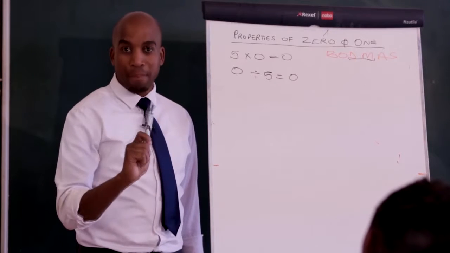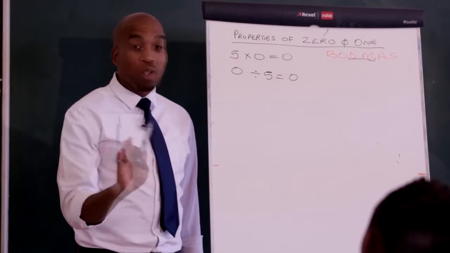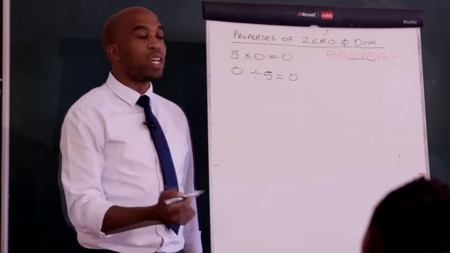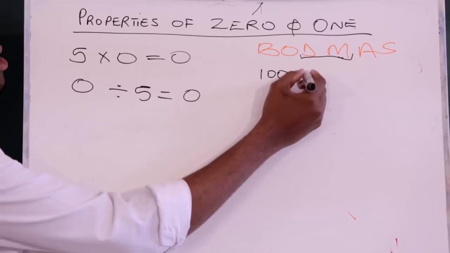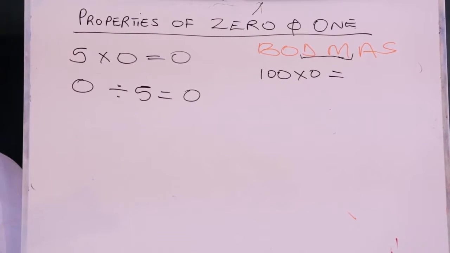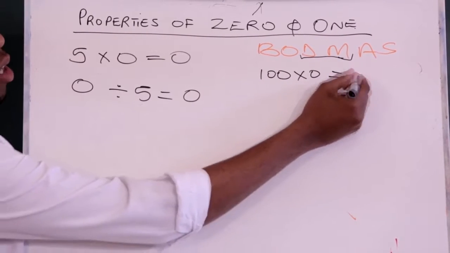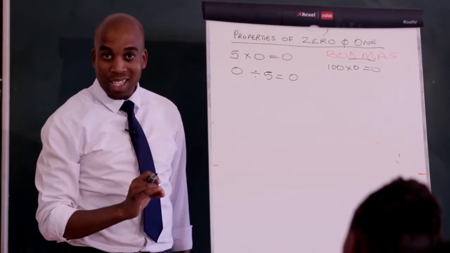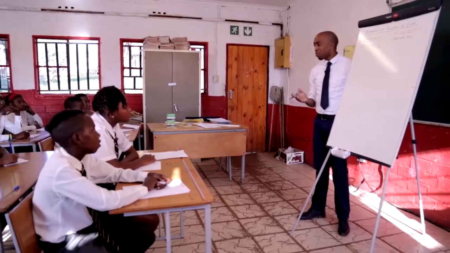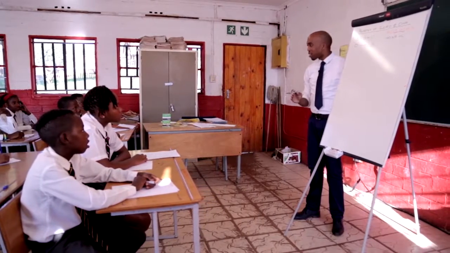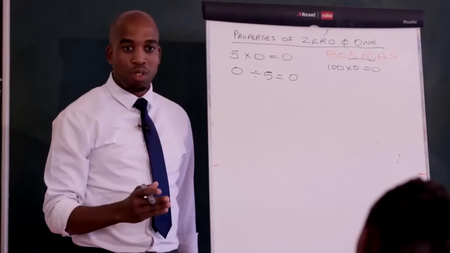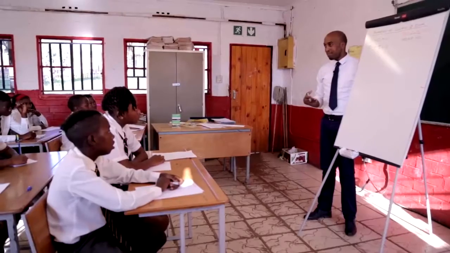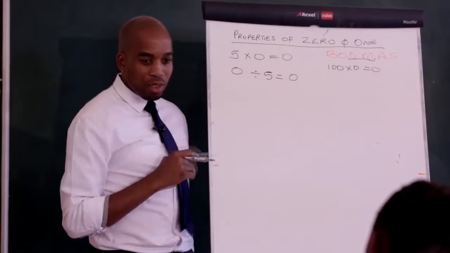My classmate, this is very important. Any number, I don't care how big it is, when you multiply by 0, the answer is 0. Even 100 times 0, the answer will be 0. If you say 1 million times 0, what's the answer? It's 0. All the time. Don't even think twice. If I say to you 0 divided by 1 million, it's 0.